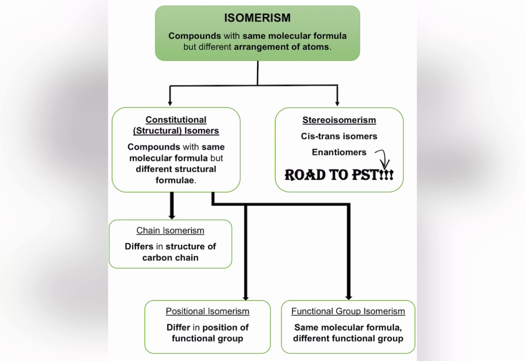The next one is positional isomerism, where it differs in the position of the functional group. So the tip that you have to look at is the functional group. The next one is functional group isomerism, where you have the same molecular formula for the compounds but different functional groups. We will focus on them one by one.